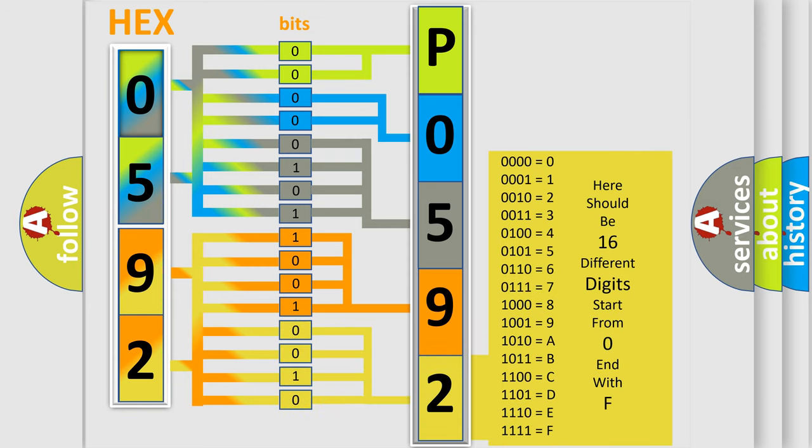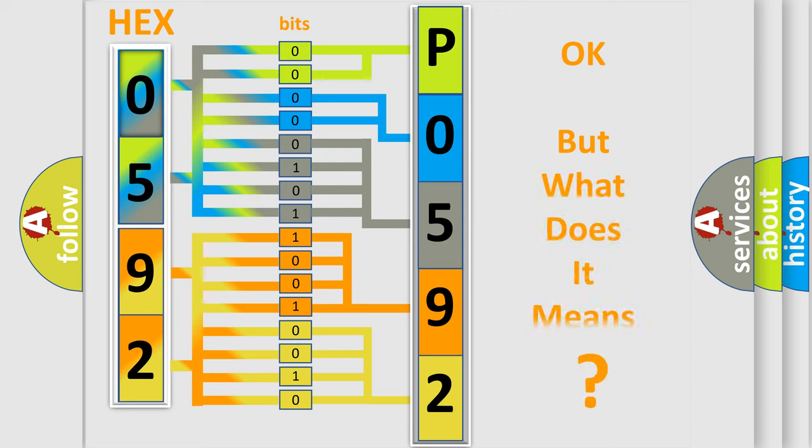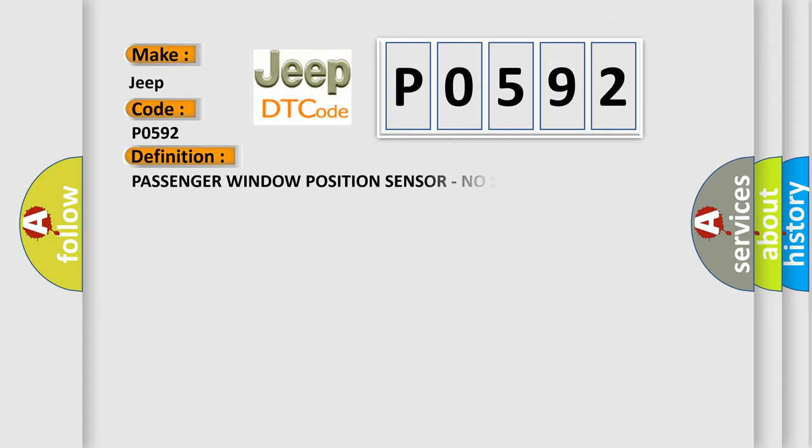We now know in what way the diagnostic tool translates the received information into a more comprehensible format. The number itself does not make sense to us if we cannot assign information about it to what it actually expresses. So, what does the diagnostic trouble code P0592 interpret specifically for Jeep car manufacturers? The basic definition is passenger window position sensor, no signal.